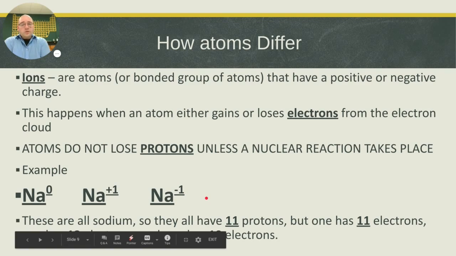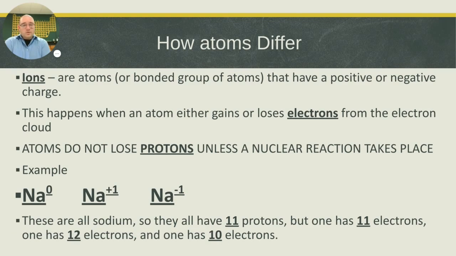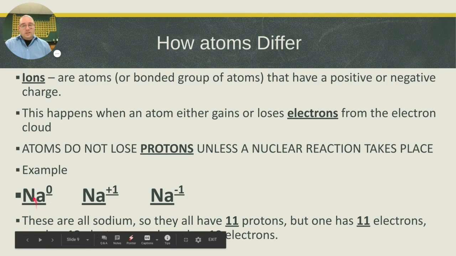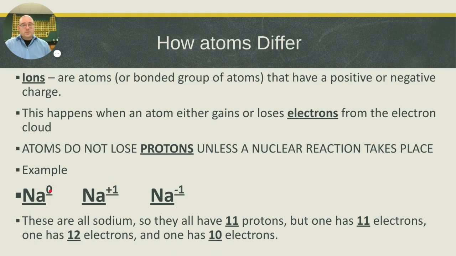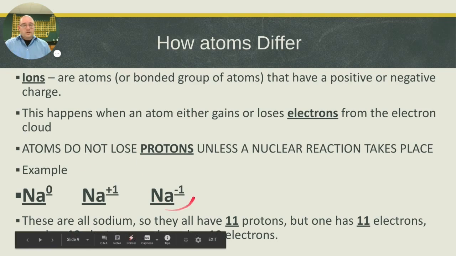So they're all sodium. They all have 11 protons because sodium is number 11, but one has 11 electrons. That would be this one. 11 protons, 11 electrons, charge of 0. Protons minus electrons. One of them has 12 electrons. So if I did protons 11 minus 12, that is -1. So this one has 12 electrons.